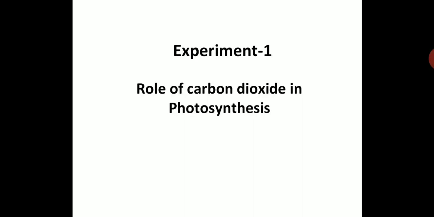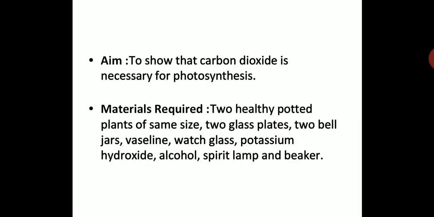So today you are going to write the title of the experiment. In the index, write experiment 1 and write the title, role of carbon dioxide in photosynthesis. And on the first page, where you will have a blank side and the ruled side, you will take it as page 1. On the ruled side you will write the title and then start with the aim: to show that carbon dioxide is necessary for photosynthesis. This is your aim.